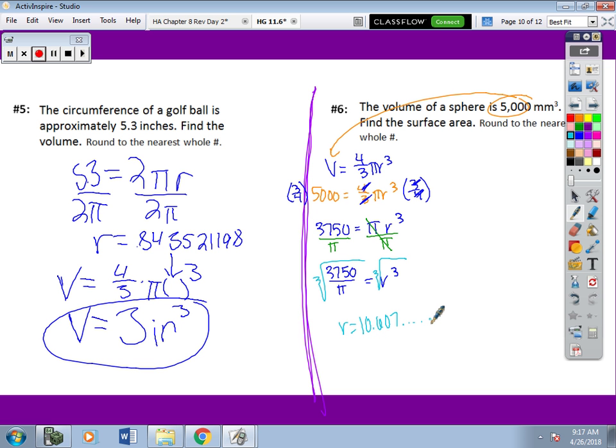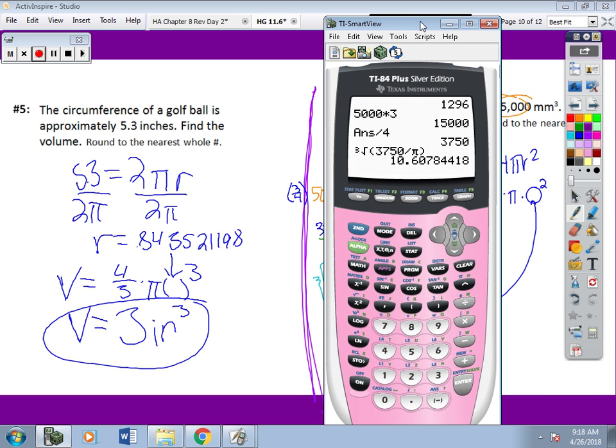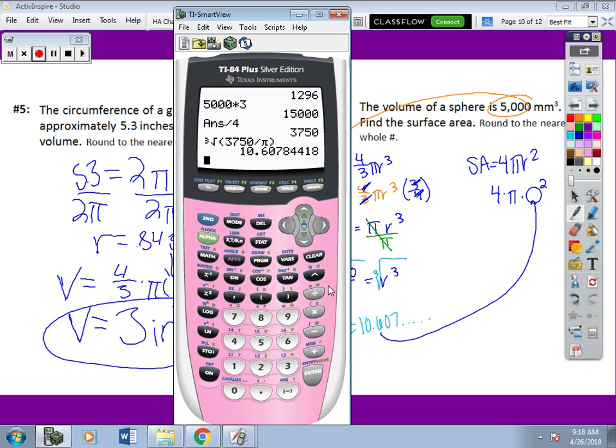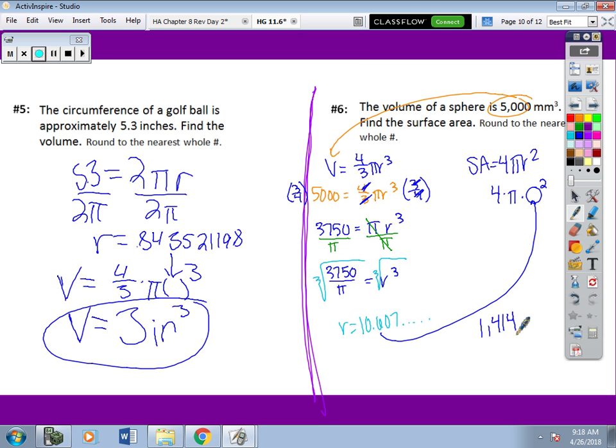But again, don't round it. Now find the surface area using 4 pi r squared. So 4 times pi times this answer squared. So in my calculator, since I have that big long number, I'll just square it first. And then I'll multiply times 4 and times pi. I'll get 1414. And that would be millimeters squared.